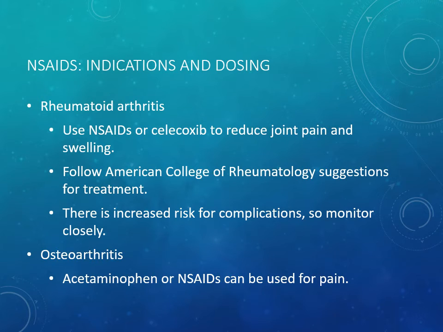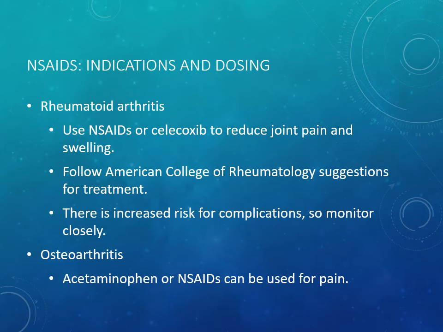Okay, this slide talks about the indications and dosing for NSAIDs. Rheumatoid arthritis. Keep in mind that most patients with severe rheumatoid arthritis and osteoarthritis are elderly and often have comorbidities, as I mentioned in the previous slide. So hypertension, and they're often on antihypertensives. So we really want to be careful about using NSAIDs in this population.